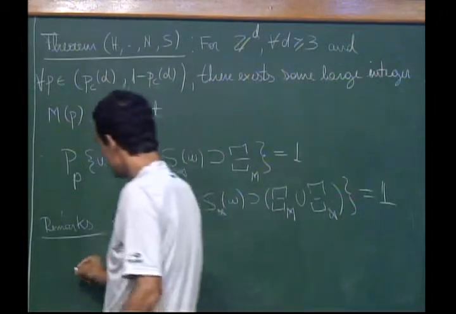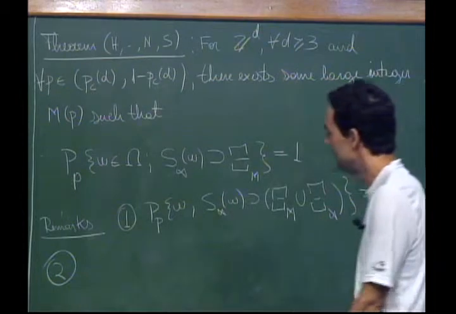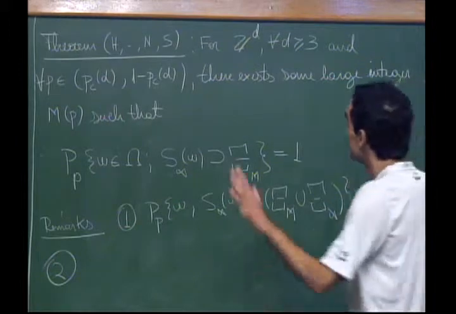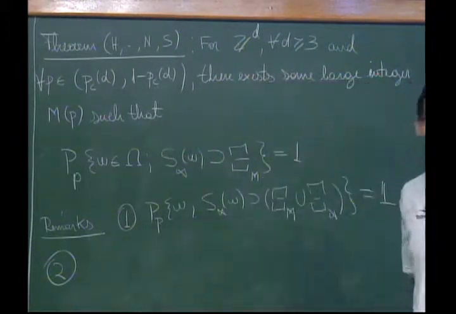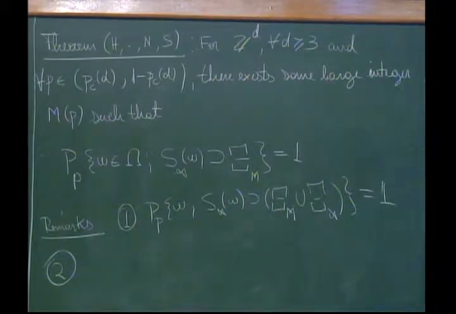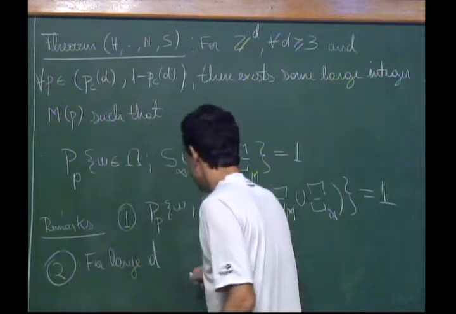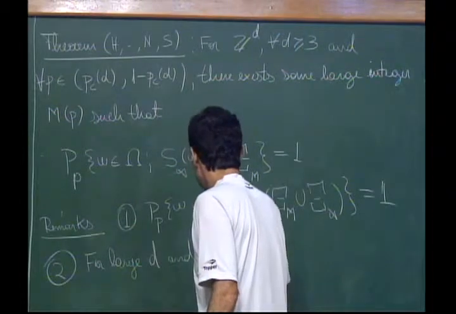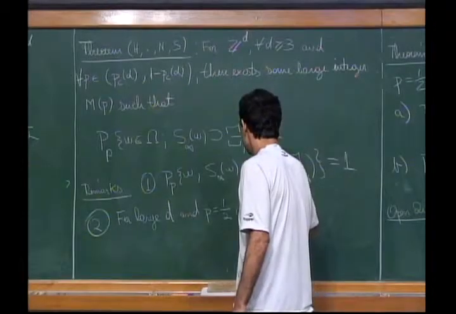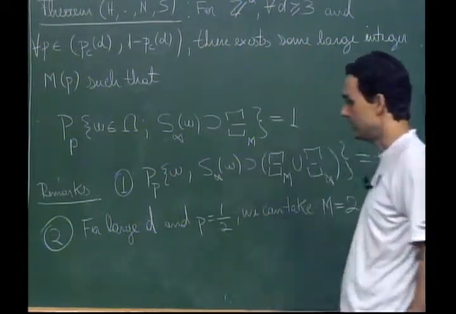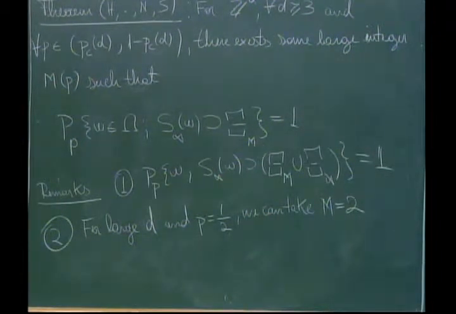My second remark is that for high dimension, for large D, we have a much simpler proof of this theorem, and more than this, for large D and p equal to 1/2, we can take m equal to 2. And this proof is very simple.